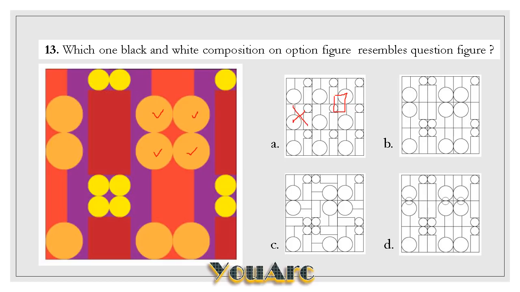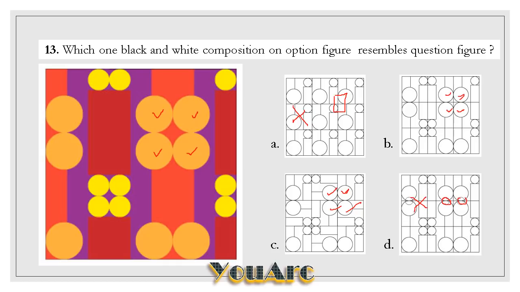Option B, yes, we have four circles here. Option C also has them. Option D has them, but option D has some extra circle coming here, which is not there in the question figure. So option D is ruled out. So we have to decide between option B and option C. Let's check the other element.